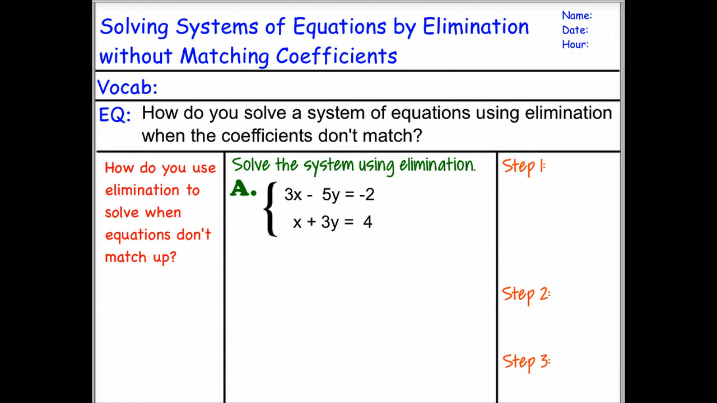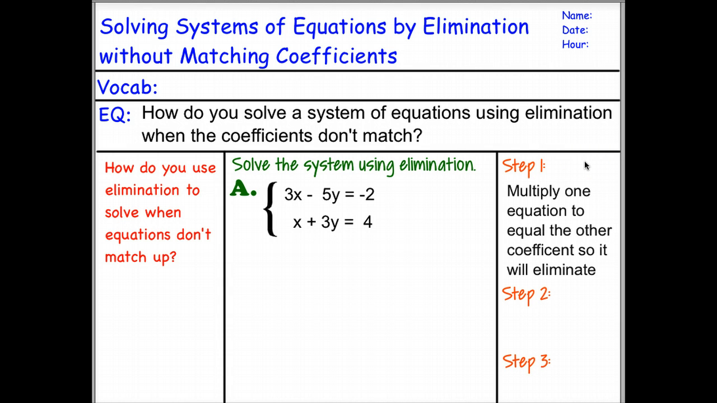So our first step is going to be to multiply one equation to equal the other coefficient so it will eliminate. In this case here, I see that this x, we could easily take this whole equation, and if we multiply it by -3, that will give me a -3x, which will nicely drop out with this term. So I'm going to go ahead and rewrite this then. I still have 3x minus 5y equal to -2.